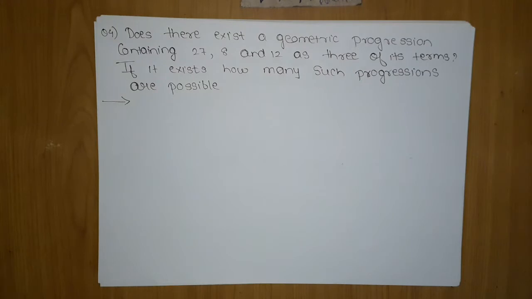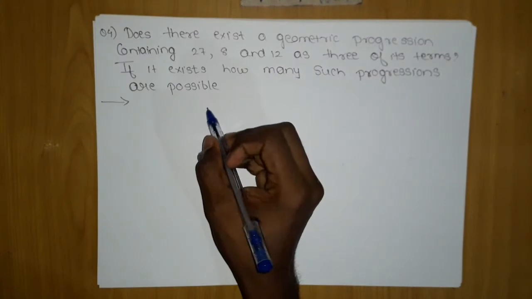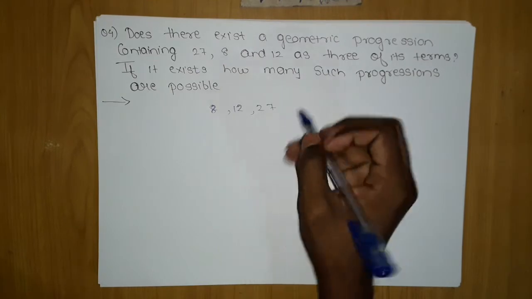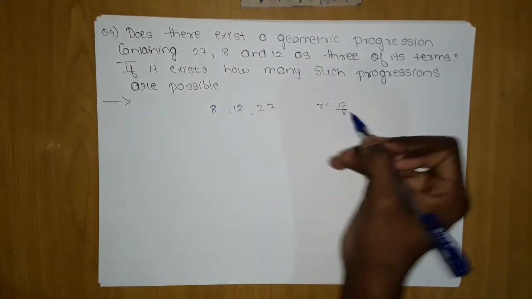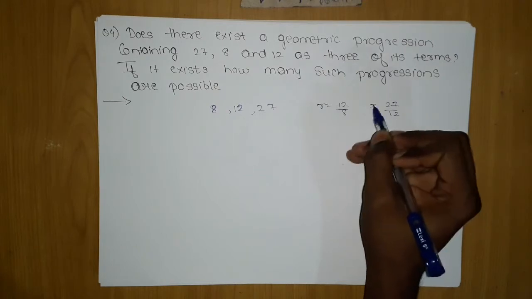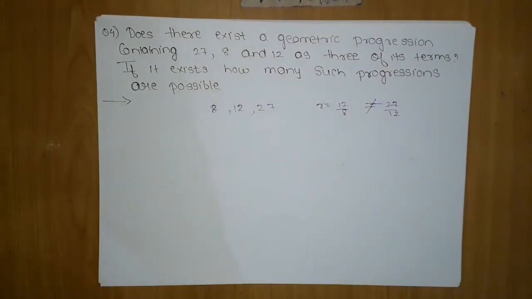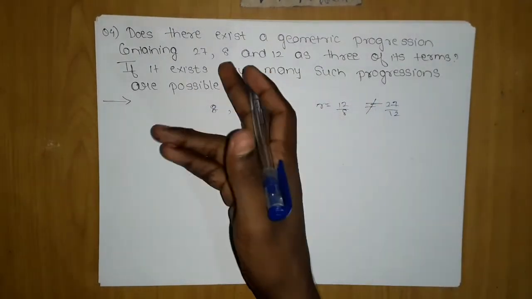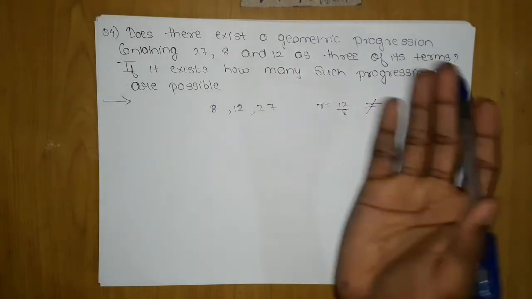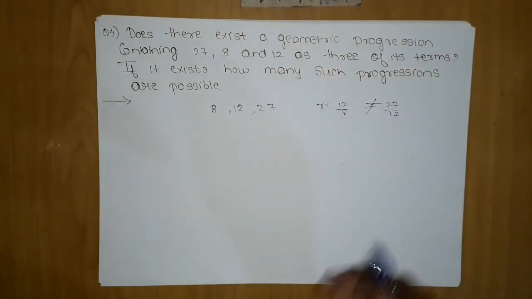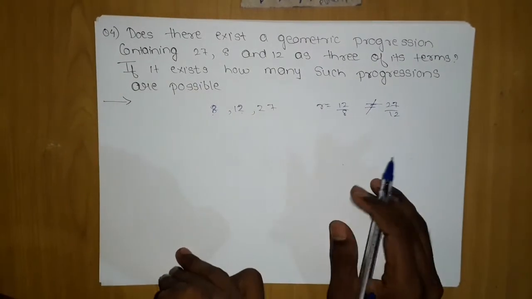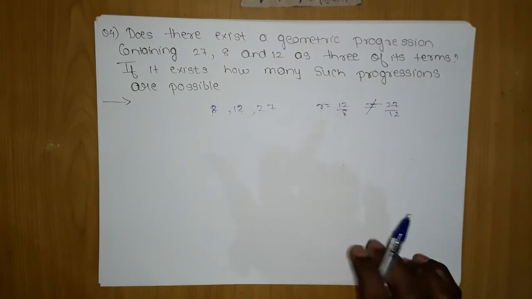Now how will we do this? The first mistake which children make is that they say this is 8, this is 12, this is 27, they are in GP, so the ratio 12 by 8 should be equal to 27 by 12. Wrong, this process is wrong, because they are random. This term can be the 18th, this can be the 14th, this can be the 4th, 5th, depending on the case. So you cannot consider them as the first 3 terms. That process is wrong, so never do that.